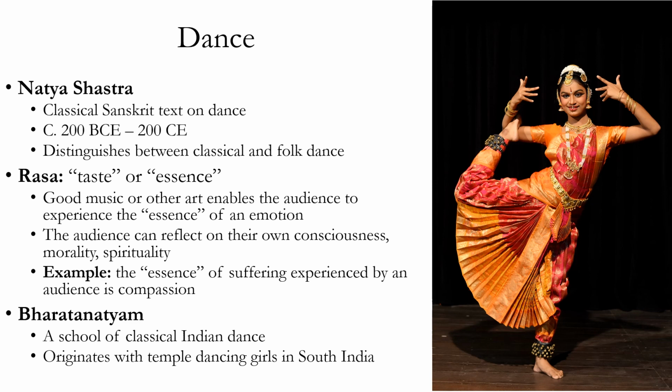An example of a classical Indian school of dance is Bharatanatyam. The picture on the right shows a modern dancer of Bharatanatyam. This was developed in Hindu temples in South India. It would have been practiced primarily by dancing girls who were associated with a particular temple. Sometimes they could be regarded as part of the clergy, or at least part of the religious establishment. They weren't Brahmins, but they were set apart from the rest of society.